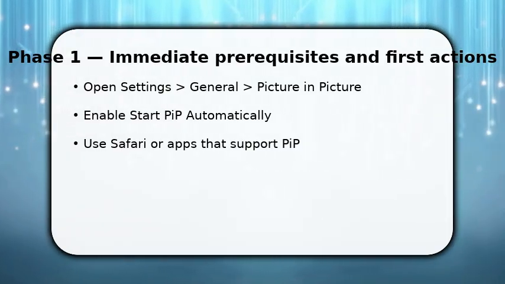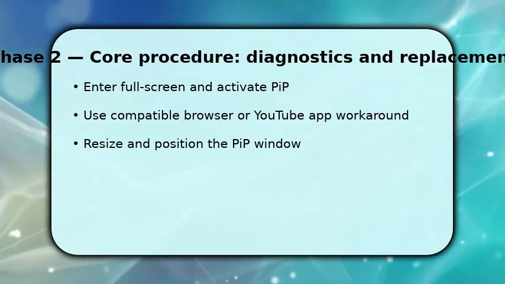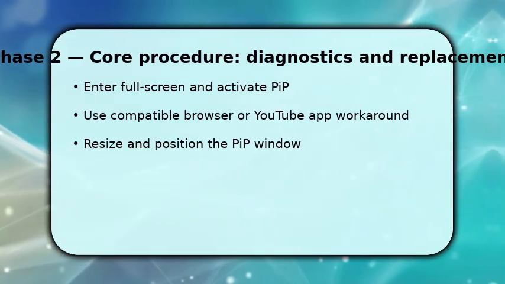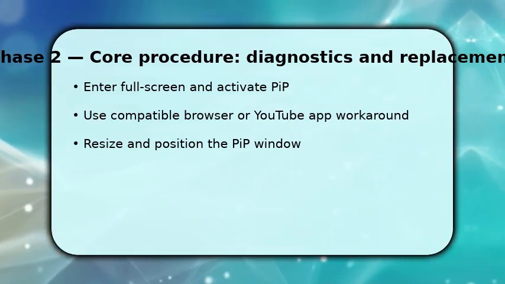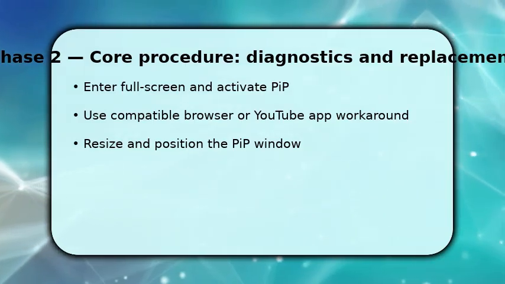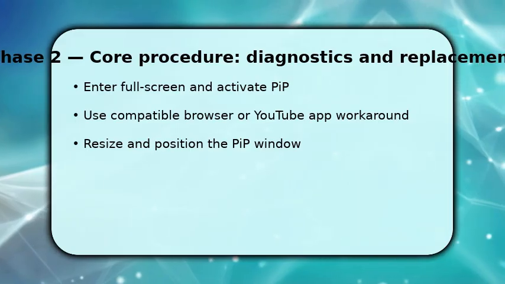Now you'll trigger playback controls that the dynamic island monitors. With the PiP window active, play or pause to confirm responses. If the official YouTube app blocks PiP, use Safari and request the desktop site, or use a third-party browser that supports PiP. This workaround lets the system register media.